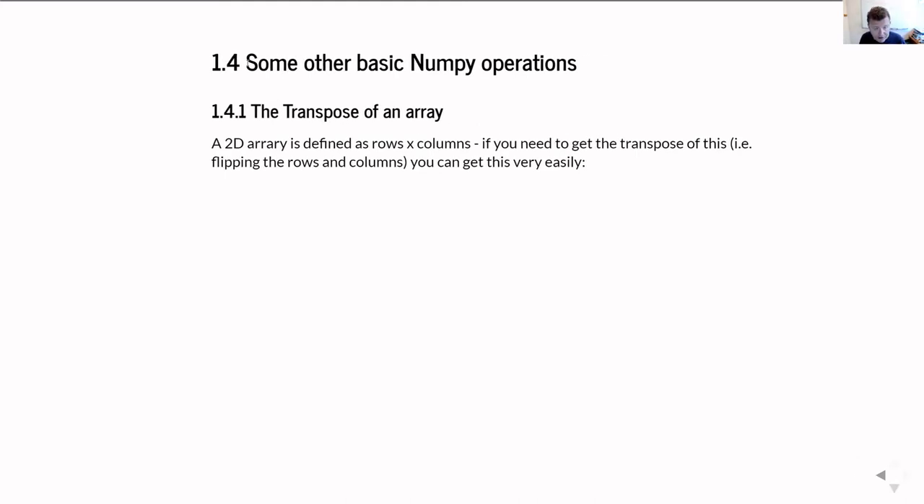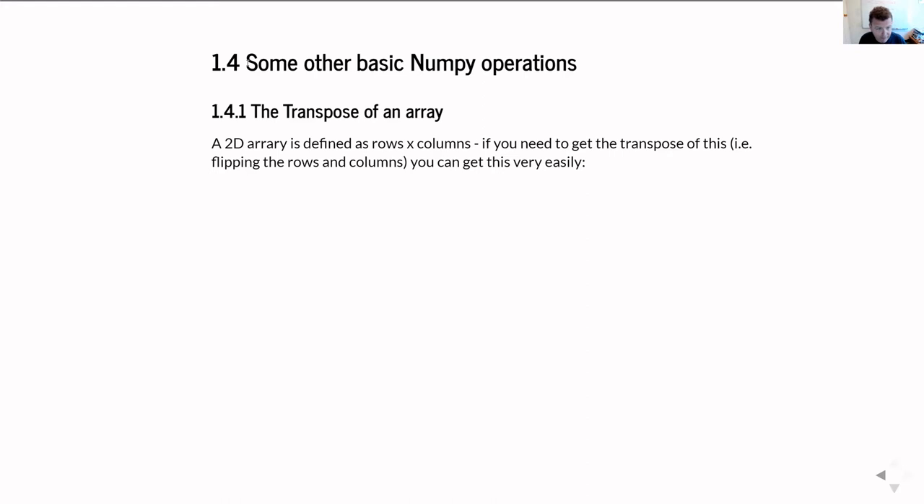Okay, so in this final part of the first unit on NumPy operations, I'm just going to talk about some of the other basic operations that you can do with NumPy arrays. So first of all, if you have a two-dimensional array, then as we said, that's always given as rows by columns. If you need to look at it turned around 90 degrees, then you want its transpose.